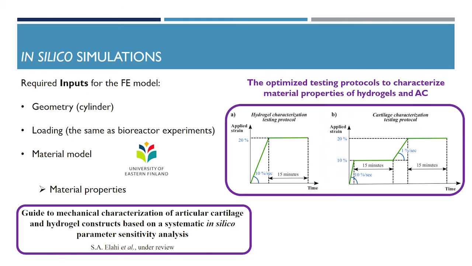We found that a single-step relaxation loading of 20% compression with 10% per second rate was most sensitive to describe the mechanical behavior of the hydrogels, whereas a two-step relaxation loading with 10% compression in each step and 10% per second and 1% per second rates between the first and second steps was most sensitive for cartilage explants. These experiments will now be used for our further experimental work.